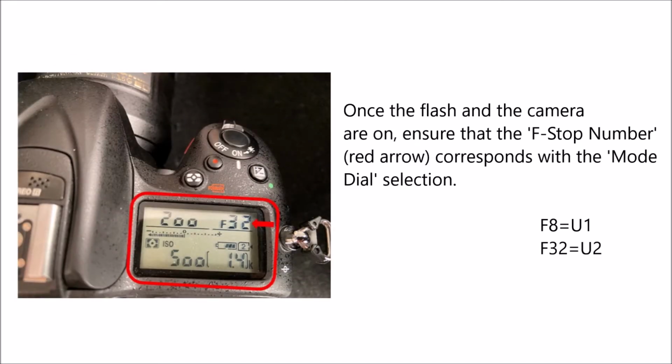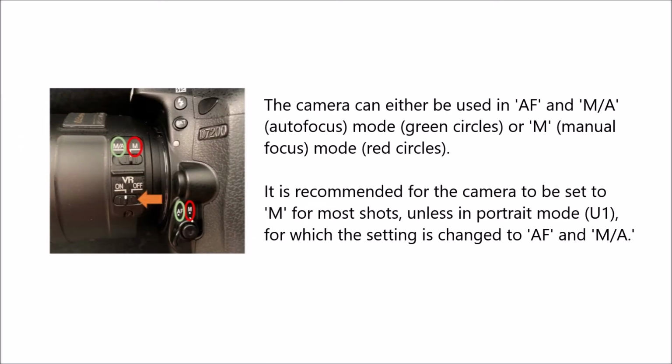Once the flash and the camera are on, ensure that the f-stop number, red arrow, corresponds with the mode dial selection. F8 for U1, F32 for U2. The camera can either be used in AF and MA autofocus mode, green circles, or M, manual focus mode, red circles. It is recommended for the camera to be set to M for most shots, unless in portrait mode, U1, for which the setting is changed to AF and MA.